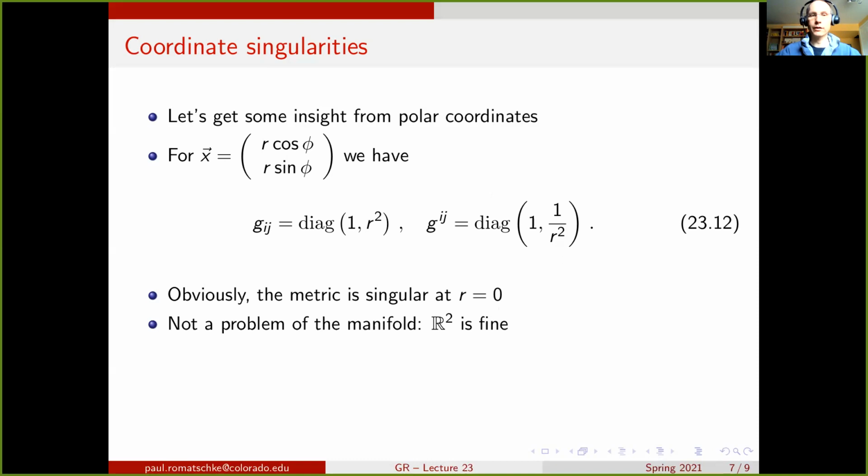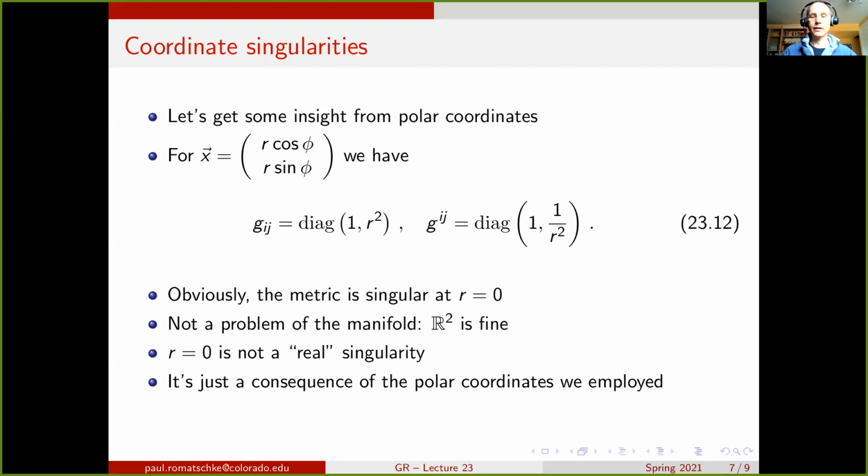It's not a problem of the manifold because two-dimensional Euclidean space R2 is perfectly fine. It's just a question that we have chosen coordinates that seem to have a problem at this point. So r equals 0 in polar coordinates is not a real singularity. It is an artifact of the coordinates we employed. And basically the idea is that once you have a singularity like this and it's not a real singularity, you just employed bad coordinates for this one point of your manifold.